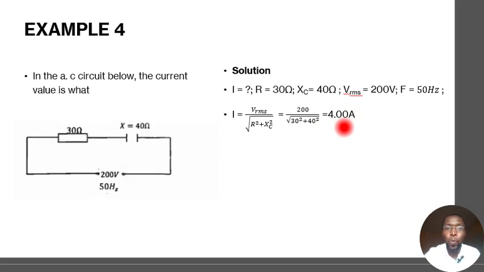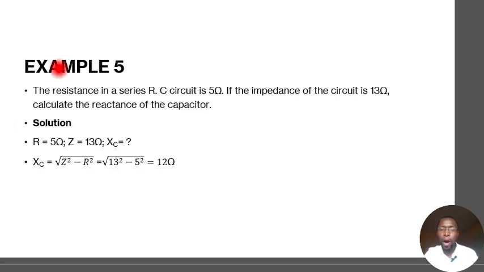Alright, so let's go to the last question for the day. Example 5 says the resistance in a series RC circuit is 5 ohms. If the impedance of the circuit is 13 ohms, calculate the reactance of the capacitor. In other words, we have to calculate the capacitive reactance. So our parameters: we are given resistance R as 5 ohms. We are given impedance, that's our Z, to be 13 ohms. And we have to find the capacitive reactance, or the reactance of the capacitor. That is, XC is unknown.